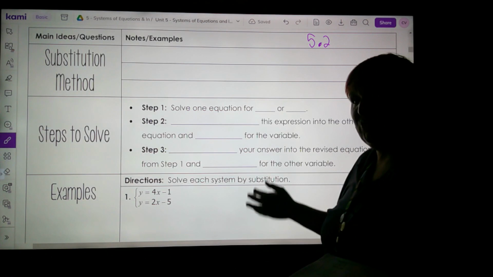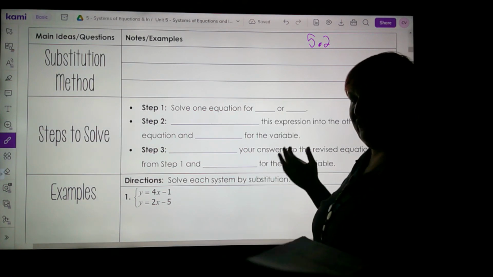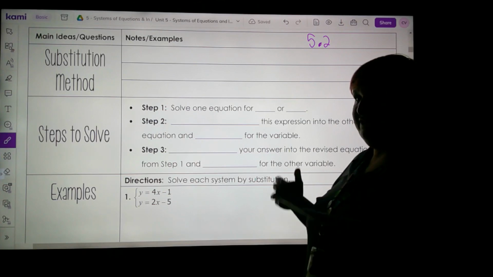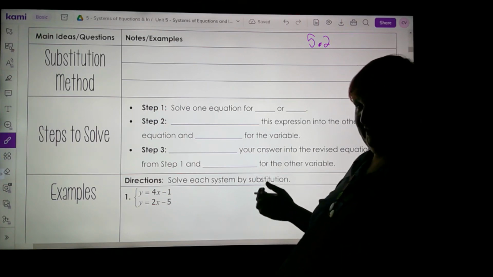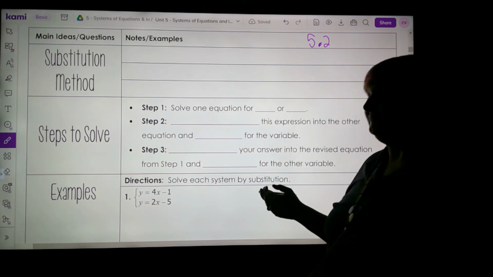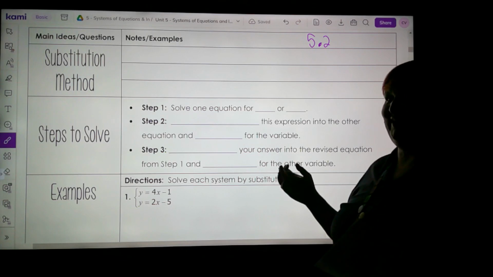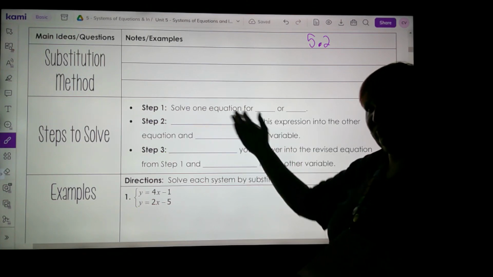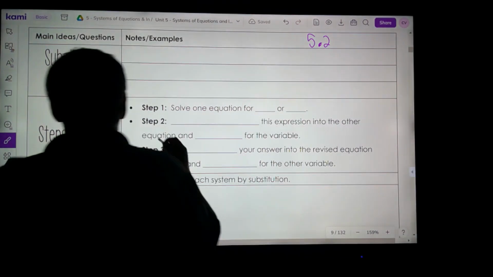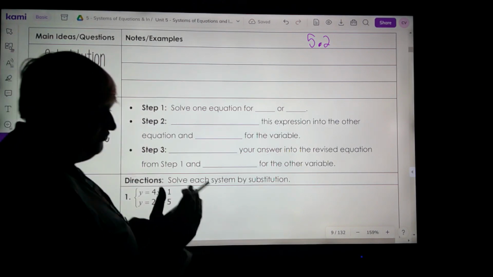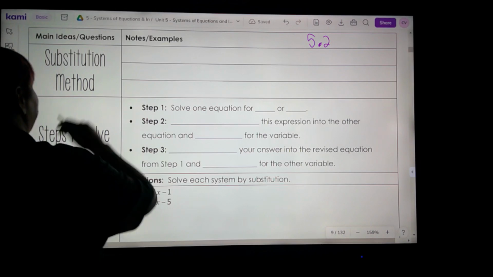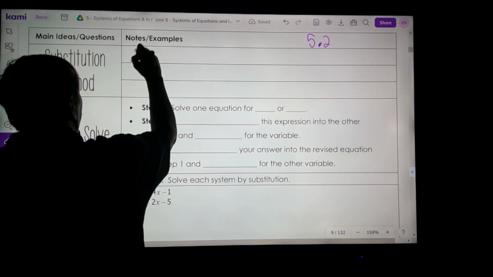So this is another way to do it if you don't already have a graph. Drawing a graph is timely and complicated, and if you don't draw it perfectly, finding the intersection is going to be almost impossible, right? So this is a way you can do it without the graph. It's called the substitution method. What do you bet you're going to be doing? Substituting, right?